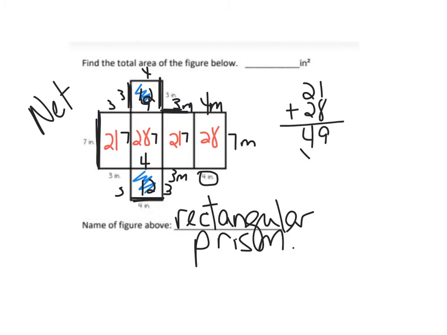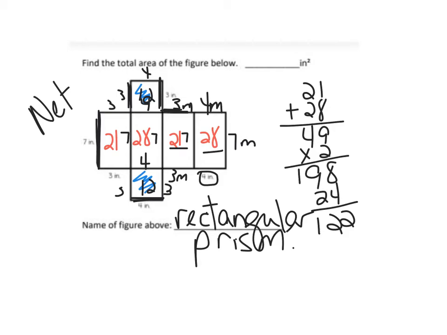And then I know I need to multiply it by 2 because we still have 21 and 28, right? So that's going to be 98. And then we have 12 and 12, and 12 plus 12 is what? 24, so we're adding 24. So that's going to be 122. Did we get all of them?